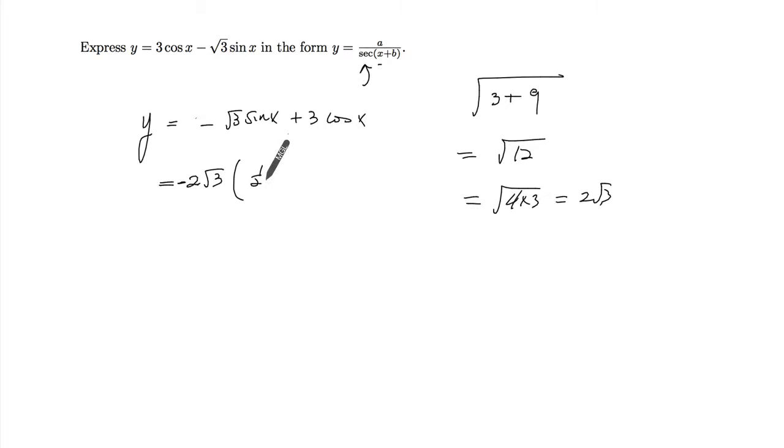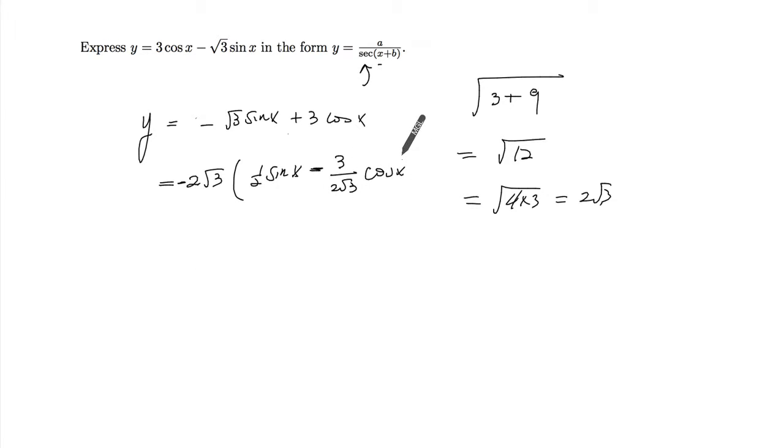Then what we get is a half sine of x. Multiply this and you'll see that we get this exactly. And for this we get a negative. And we get a 3, right? You got divided by 2 root 3 here.